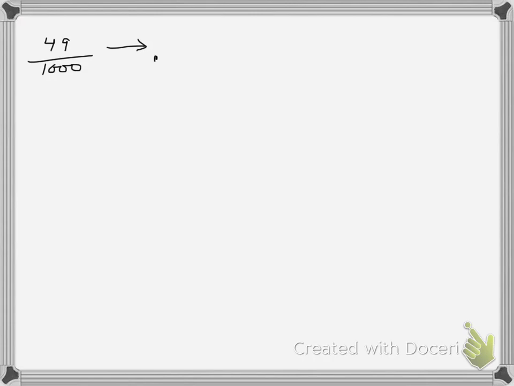Well, let's think about it. This is the tenths place, the hundredths place, the thousandths place. So my 9 would go there, my 4 would go there, and I would have to put a 0 there. If I were reading this backwards, I would read 49 tenths, hundredths, thousandths, 49 thousandths, and that's indeed what I was looking for.